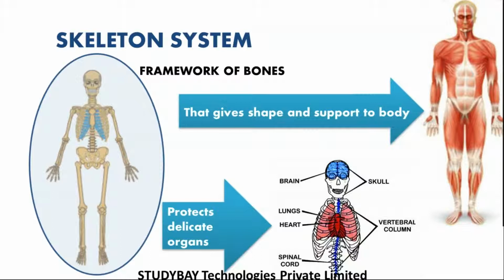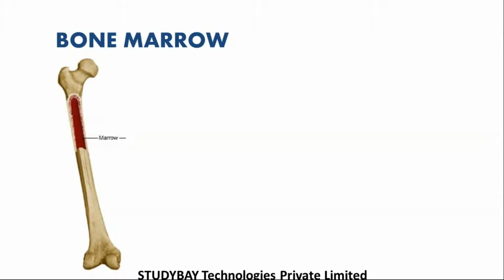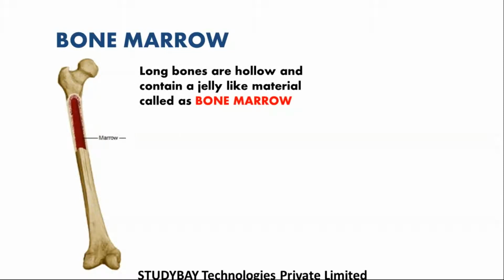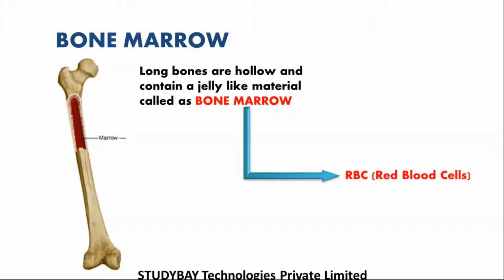Okay, now moving ahead, there is something called bone marrow. You can see here we have a long bone, and inside this we have a jelly-like structure or material. So these long bones, which are hollow, contain a jelly-like material that is called bone marrow. Bone marrow contains RBC, that is the red blood cells, and they store fat.